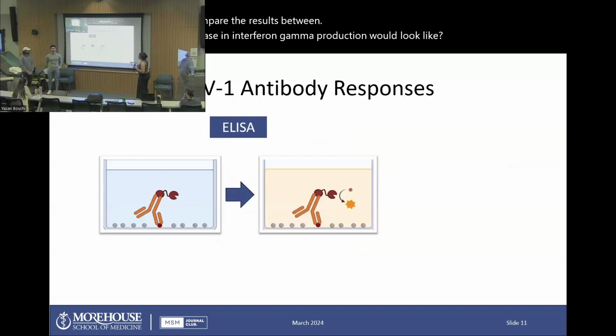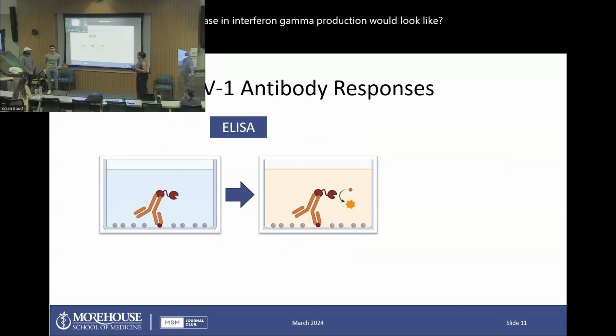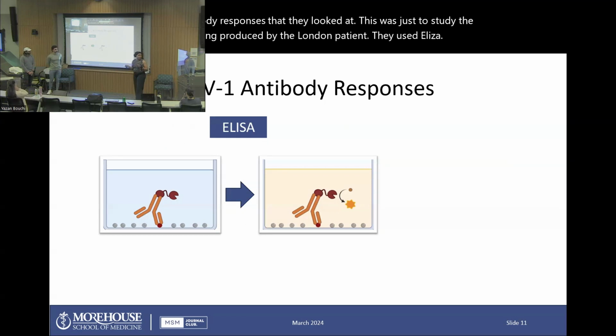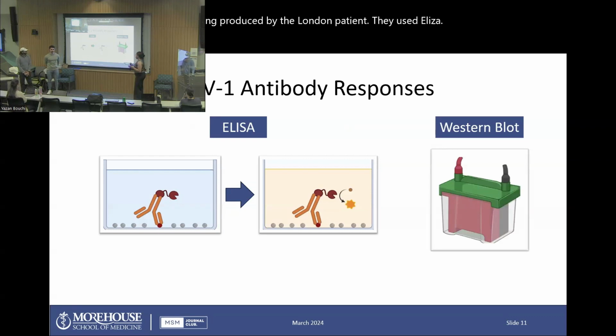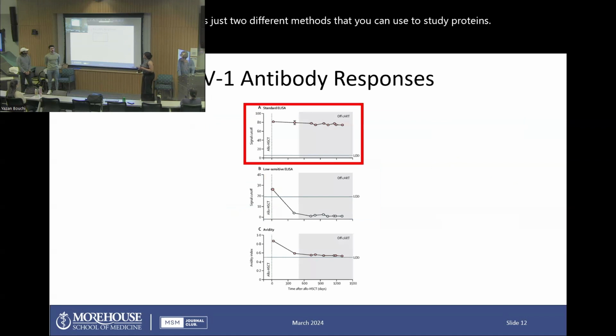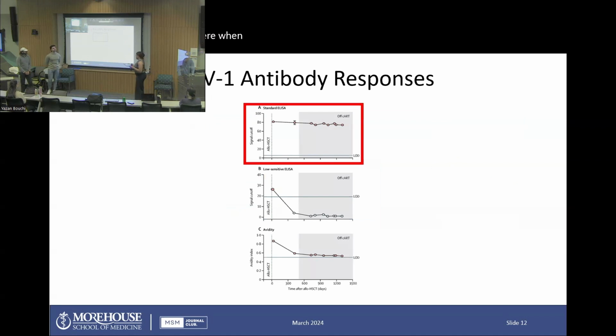So next would be the antibody responses that they looked at. This was just to study the antibodies being produced by the London patient. They used ELISA and Western blot, two different methods you can use to study proteins in a sample. And here is what they found when they did these different tests.